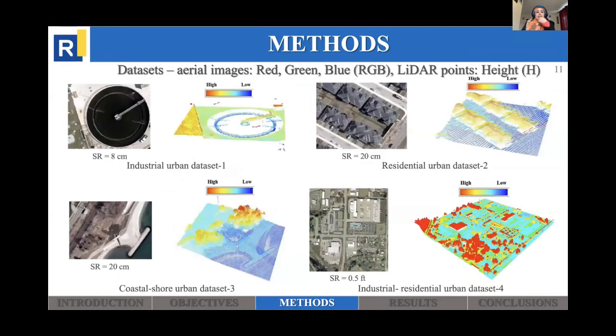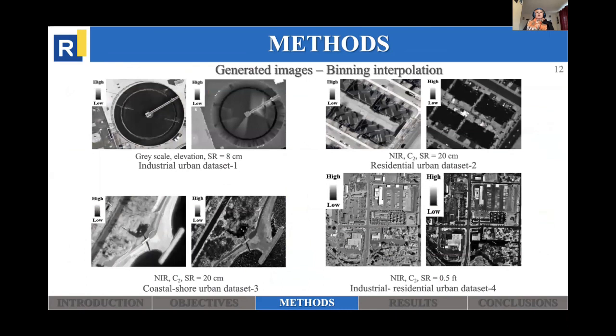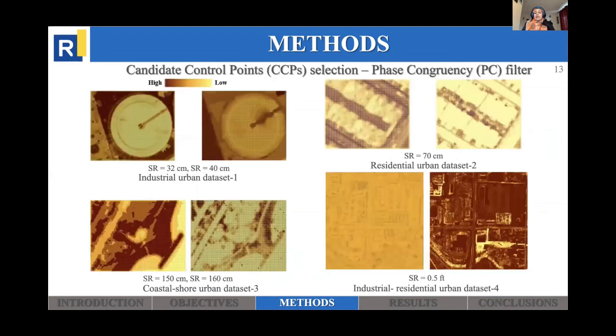In this slide, we can see 4 different urban morphologies visualized using 2D aerial photos acquired in 3 bands, the red, green, and blue bands, and their corresponding LiDAR point clouds visualized by height. I used binning interpolation to convert 3D LiDAR point clouds into 2D images, and I ran a phase congruency filter to select candidate control points.